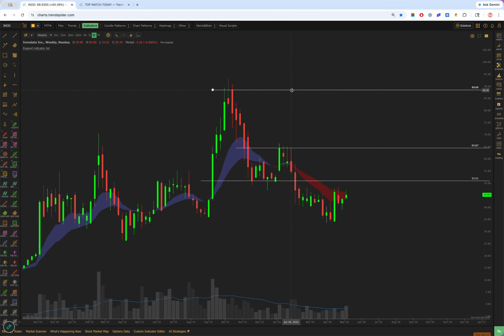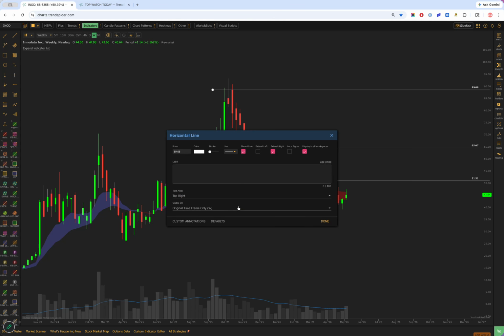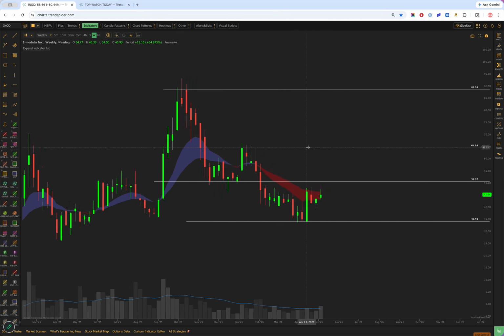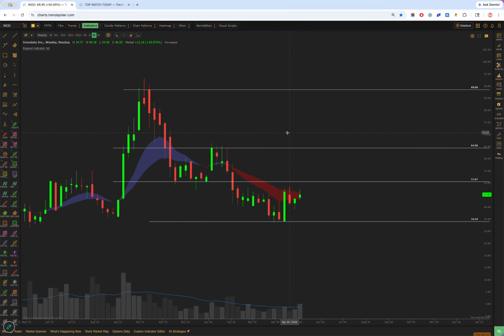Let me make sure this is going down to the lower. This is only going to weekly, so we'll put it on weekly. Let me just redraw this real quick. This is the other area it bounced, right here. And then I'll go down, and where do we bounce from the bottom? Right there. So in 30 seconds, I've just mapped out 4 major levels for INOD.